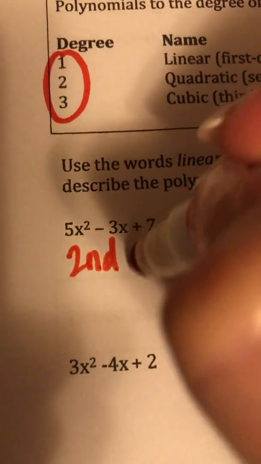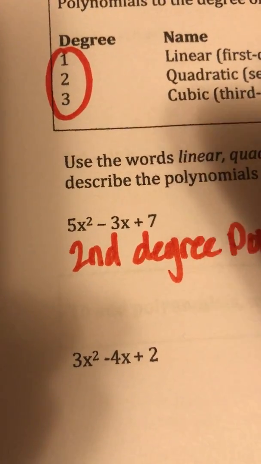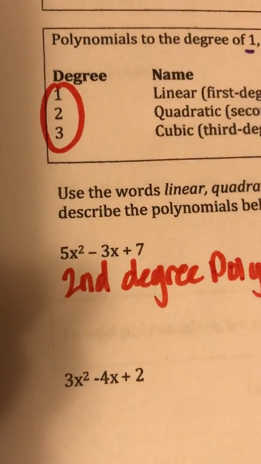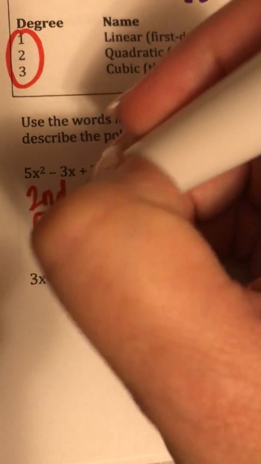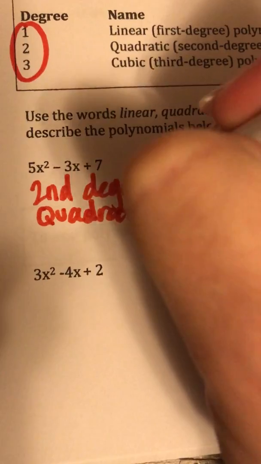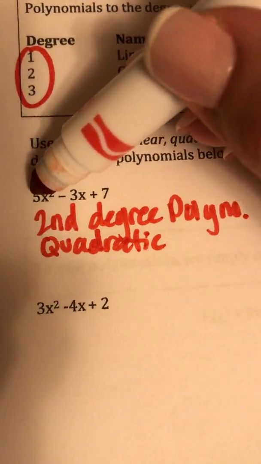So I could say that this is a second degree polynomial. I'm just going to abbreviate, I'm running out of space. Or a quadratic polynomial. I can also identify that there are 1, 2, 3 terms.